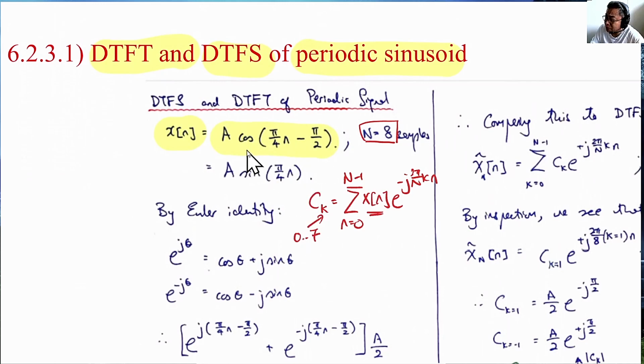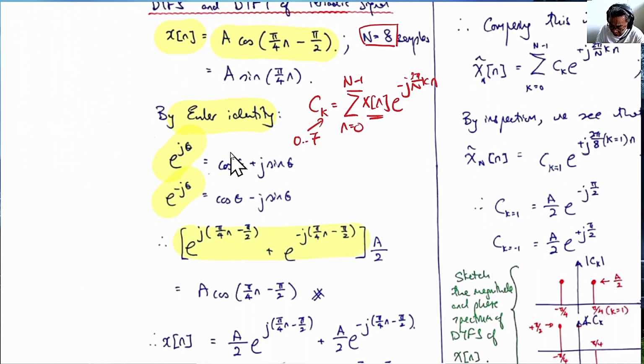We know that we can decompose cosine using the Euler identity into complex exponentials. So the cosine actually is this equation over here. A cosine of pi over 4 n minus pi over 2 is exactly e^(j(pi/4 n - pi/2)) plus e^(-j(pi/4 n - pi/2)), times A over 2. So this is the amplitude A of the original sequence divided by 2 because it is being distributed for these two complex exponentials.